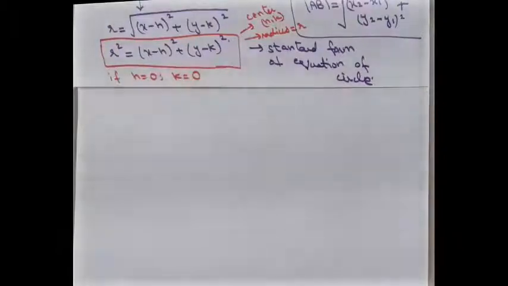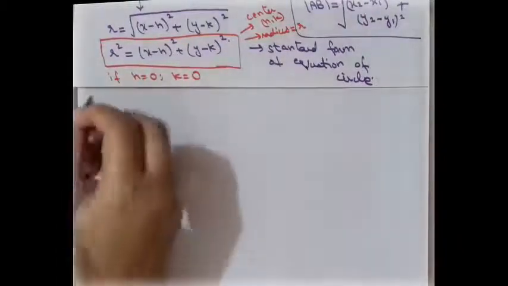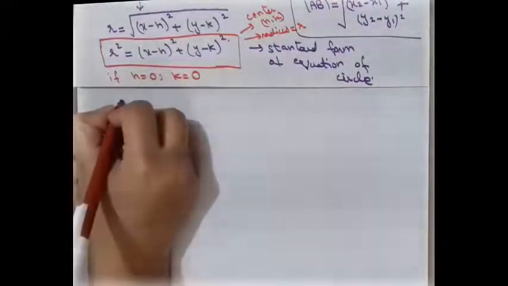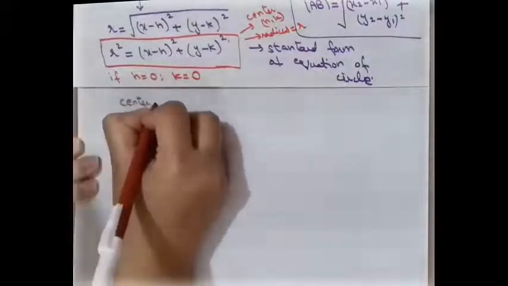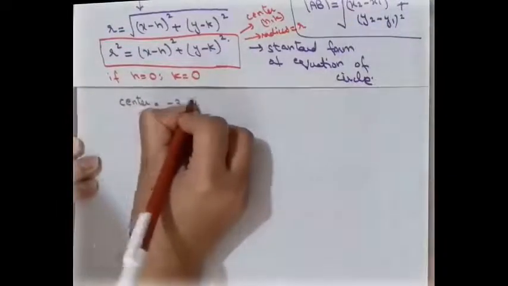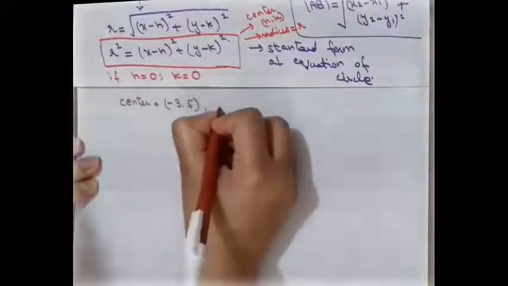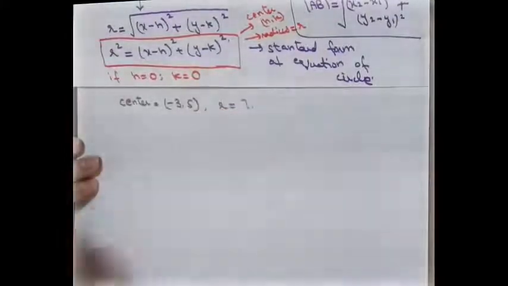Now if we have a center and our radius is given, meaning the center is (-3, 5) and the radius is equal to 7, we have to calculate the equation of our circle with this given information.